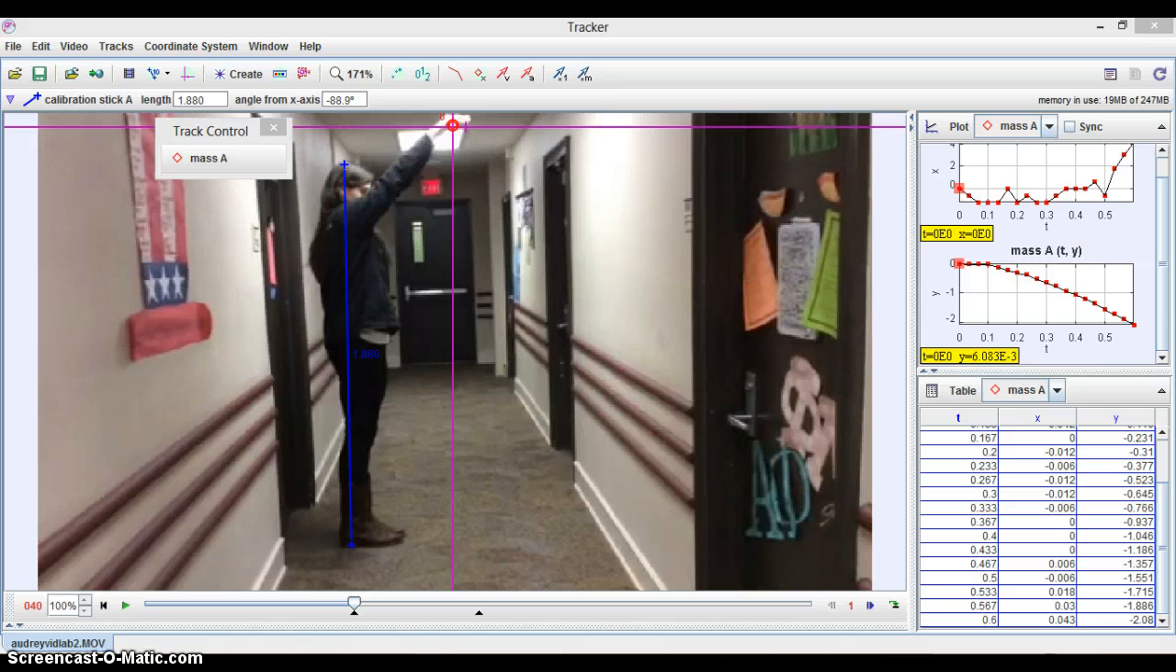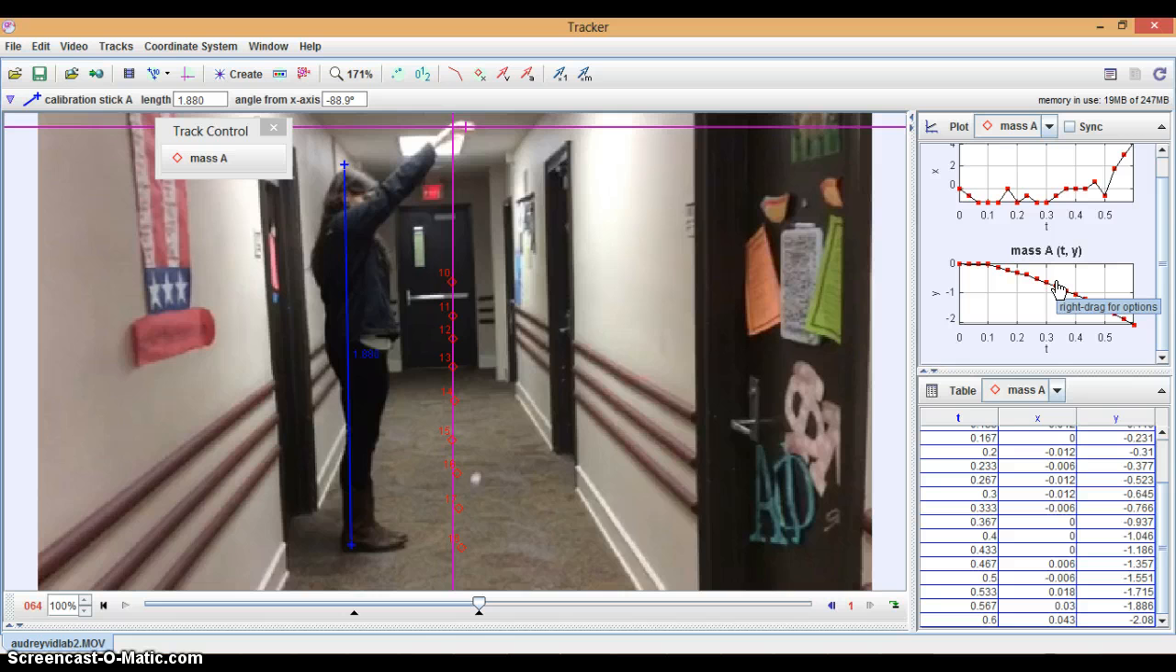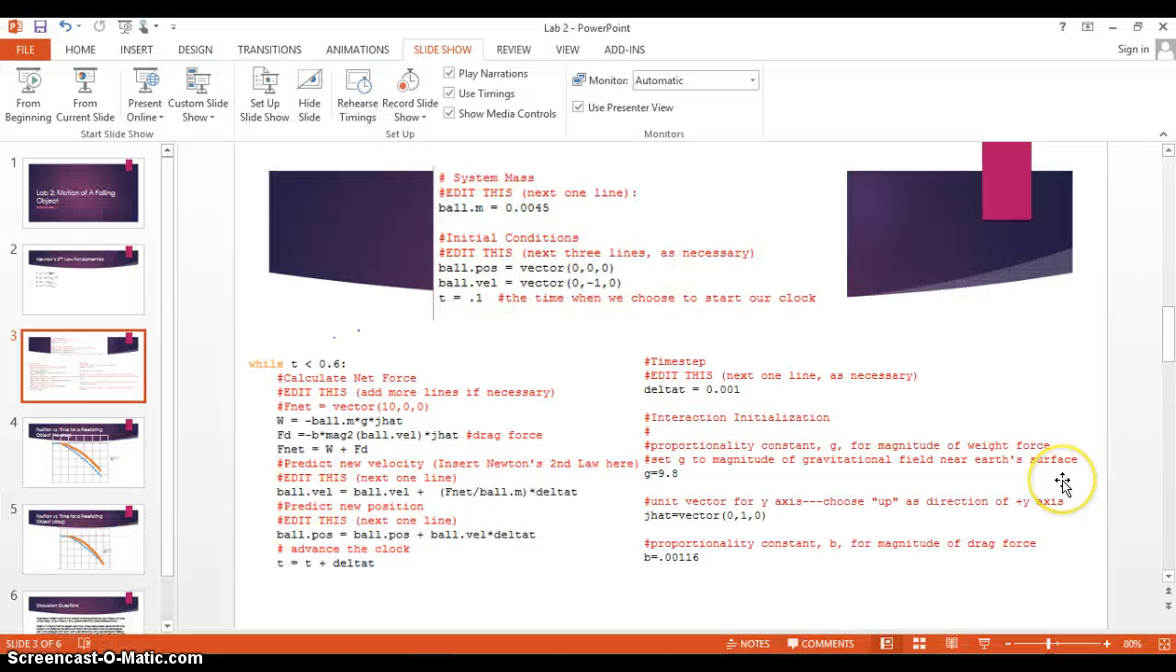Here's my Tracker file where I analyze the motion of the crumpled piece of paper over the 0.6 second interval. My crumpled piece of paper falls along the negative y-axis, and my length scale was my friend Audrey's height, which is 1.88 meters. The motion is tracked, as you can see, in this negative parabolic shape, which shows a negative acceleration is occurring. That was the experimental data.